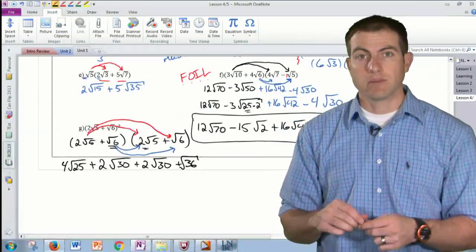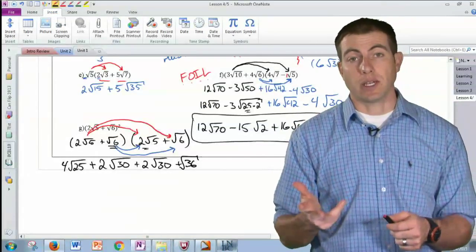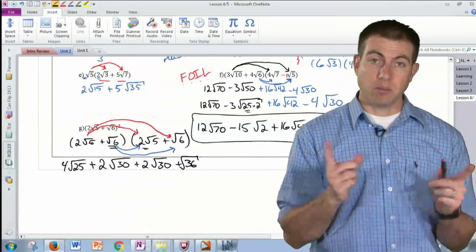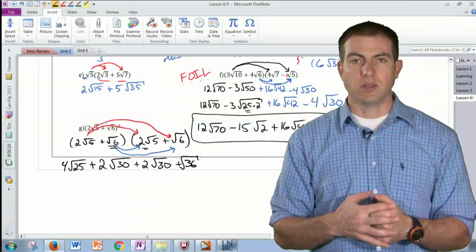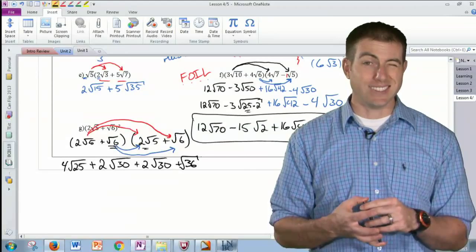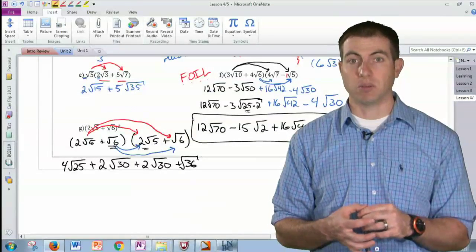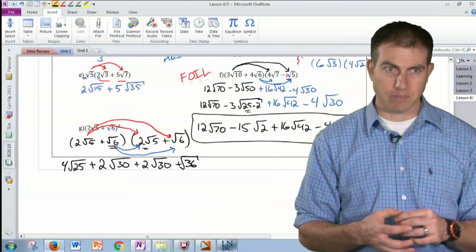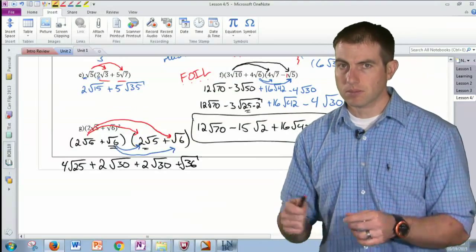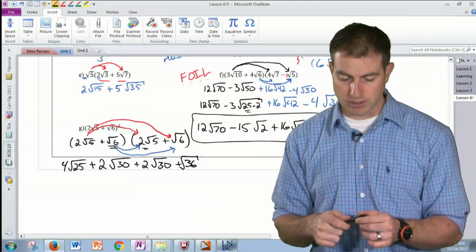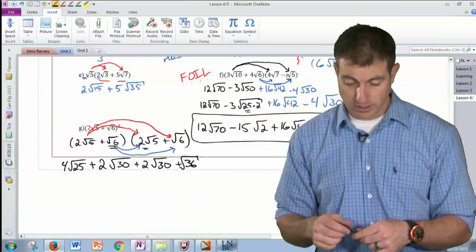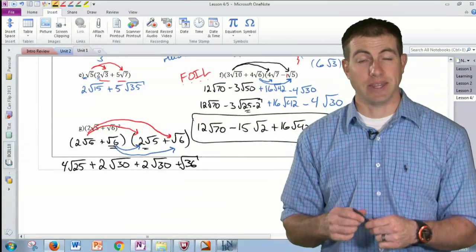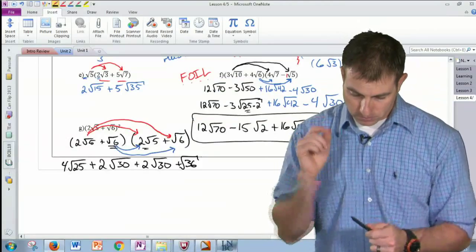Now I need to think, I can do two things. I can either simplify and then combine like terms, or I can combine like terms and simplify. Or if you're really, really on the ball, which I don't recommend because it's easy to make mistakes, you can simplify and combine like terms at the same time. But probably not the way we want to go about this. So I'm going to simplify first, and then I'm going to combine my like terms.